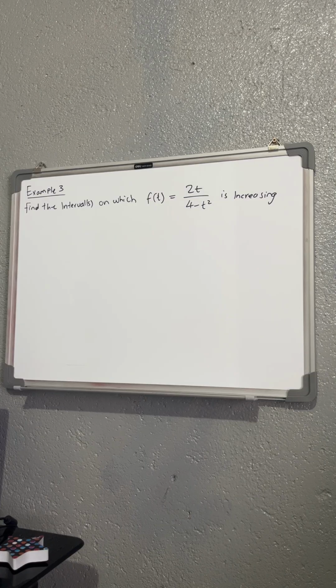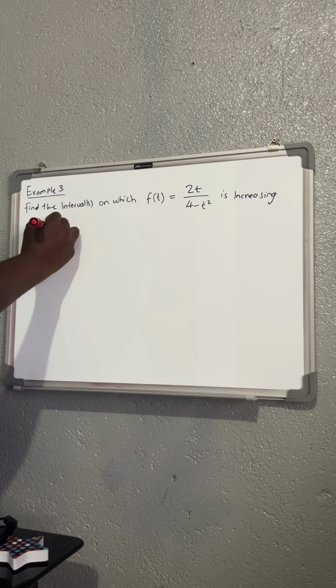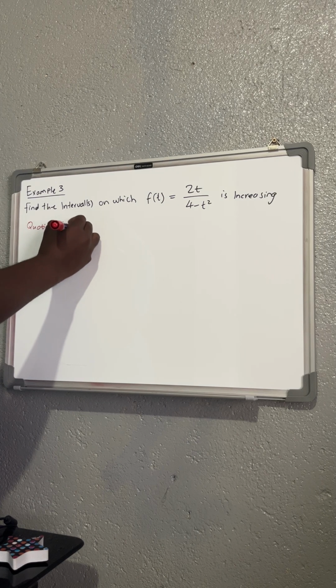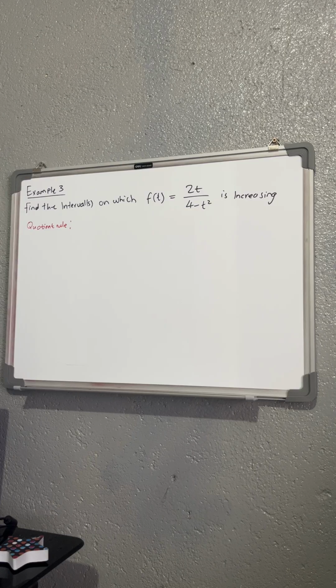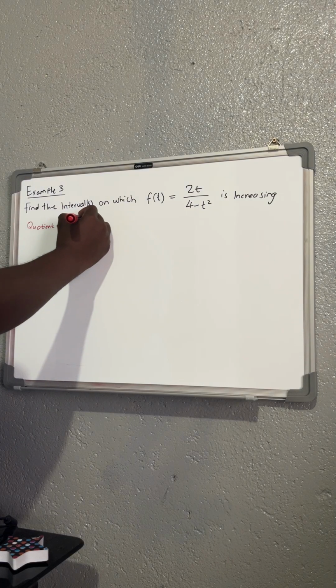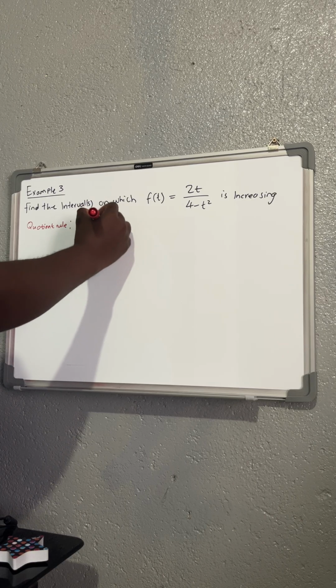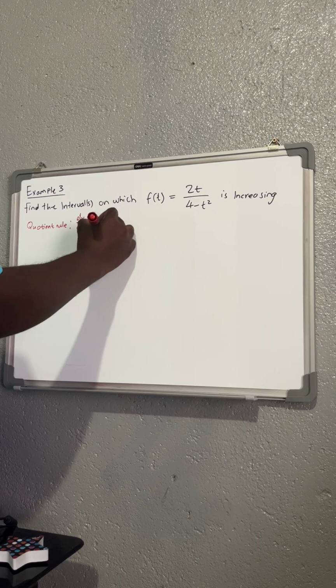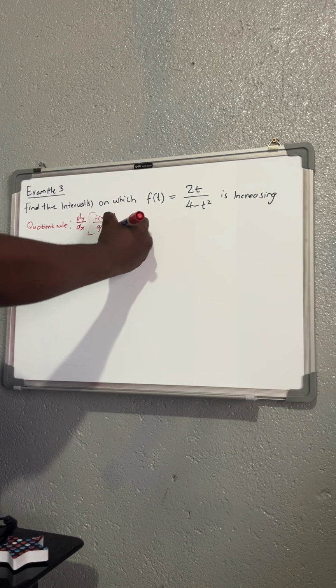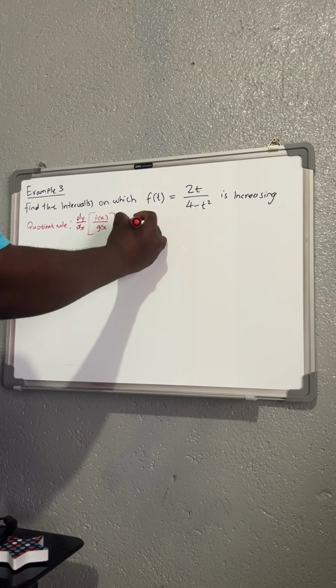Each and every time you have a fraction like this, you can use what we call the quotient rule. We have in differentiation what we call the quotient rule. So what does the quotient rule say? Quotient rule says we have your dy over dx, then you're given your f of x over your g of x.